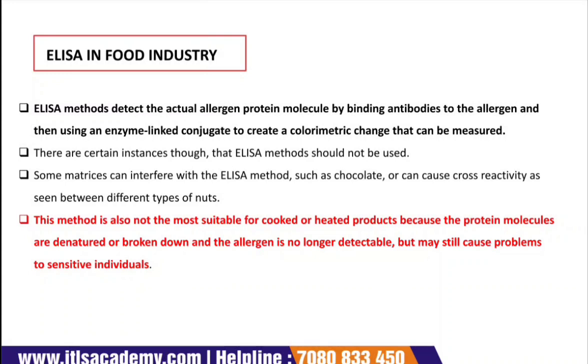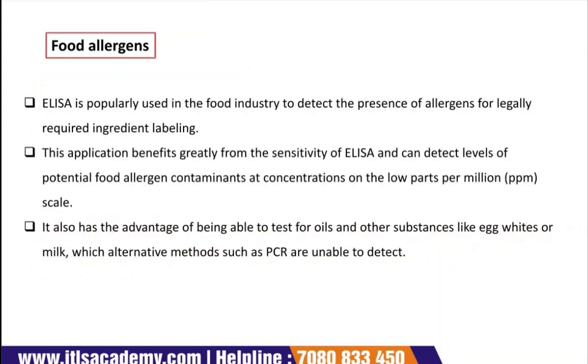Apart from that, it is also not suitable for cooked products, or products that have been exposed to high temperature, or heated products. Why? Because protein molecules get denatured. Once the protein gets denatured at high temperature, or broken down, ELISA is not used in that particular case. The allergen is then no longer detectable, but may still cause problems to a sensitive individual.